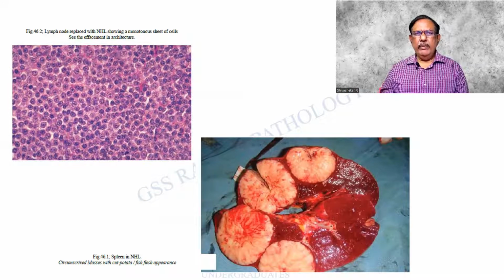Massive lymph node enlargement will be present. And also the organ. This is a spleen that is showing multiple nodules of the tumor, the non-Hodgkin's lymphoma. Again, it is fish flesh-like in appearance, as though you have cut a fish. That is the appearance. So lymph node enlargement. Sometimes there can be extranodal involvement also. Extranodal lymphoma, maltoma, galtoma, etc. That can be present. So non-Hodgkin's, just have it in your mind.